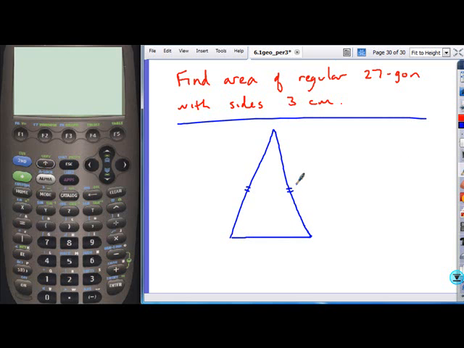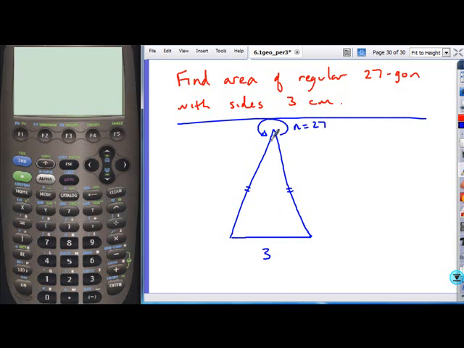So you have these isosceles triangles. And we know that this base is 3 centimeters. That's the length of each side. And when you look at your n value is 27 here. So you know that this is going to rotate. There's going to be 27 of these exact same triangles around here.